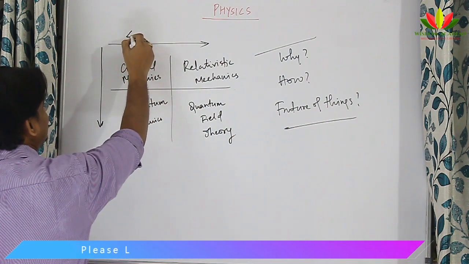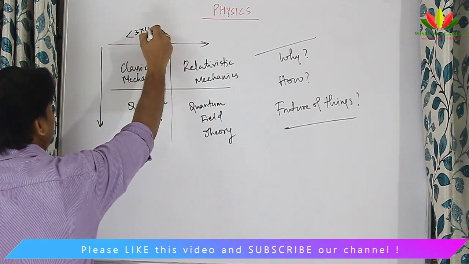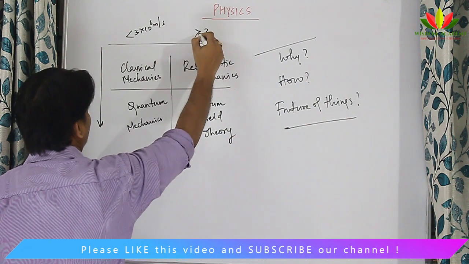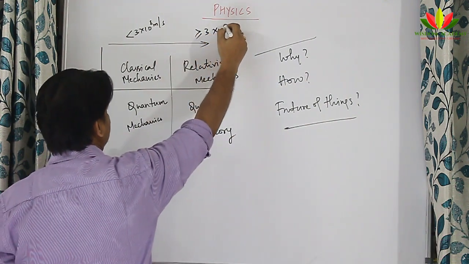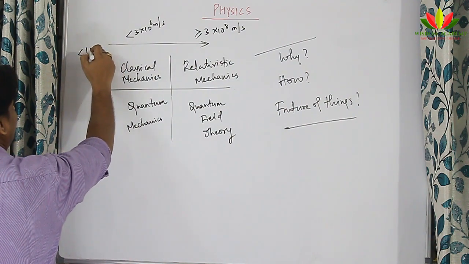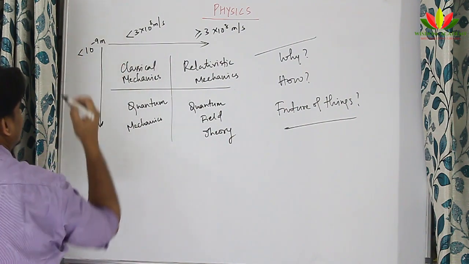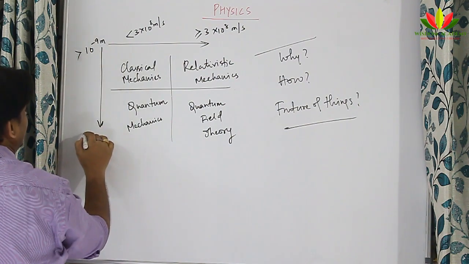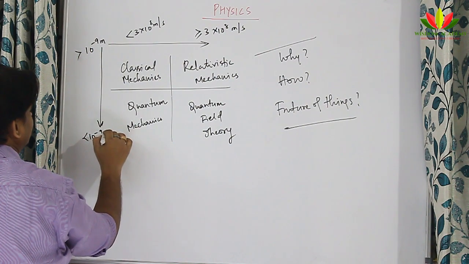This is less than 3 into 10 to the power 8 meter per second. This is more than or equal to 3 into 10 to the power 8 meter per second. This is less than 10 to the power minus 9 meter. This is greater than 10 to the power minus 9 meter, and this is less than 10 to the power minus 9 meter.